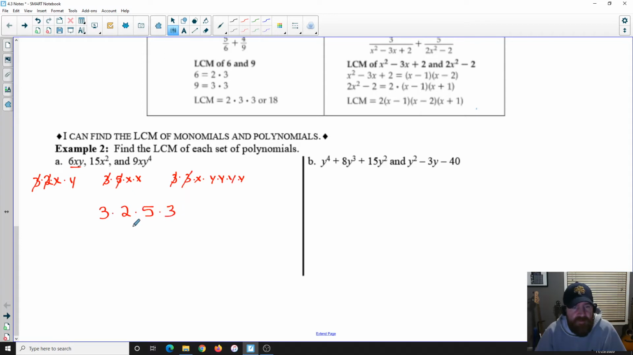So we have all of these numbers. So we wrote the 3 that they all had one time, and then the 2, the 5, and the 3, each different number. So now we have an x that shows up in all of them, so let's cross it off and write x one time. We have a y that shows up in 2 of them.